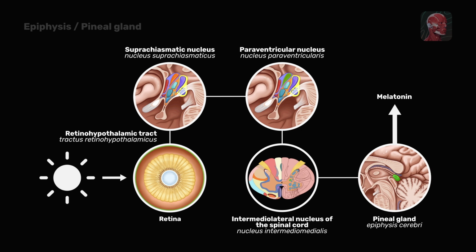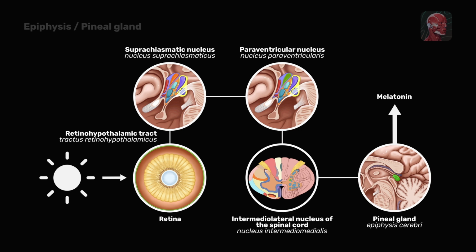The main factor affecting melatonin production is the amount of light that reaches the retina. Melatonin production increases in low light or darkness, while bright light suppresses its secretion. This means that its concentration in the blood rises during the night and decreases during the day.